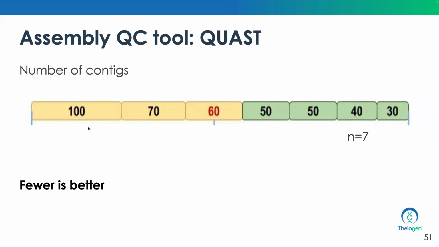So QUAST can look at the number of contigs. So in this example here, we have 7 contigs, 1, 2, 3, 4, 5, 6, 7. And the numbers in those boxes represent their lengths. So for a good assembly, you want fewer contigs. So fewer is better. It means that you have less of a truncated genome.